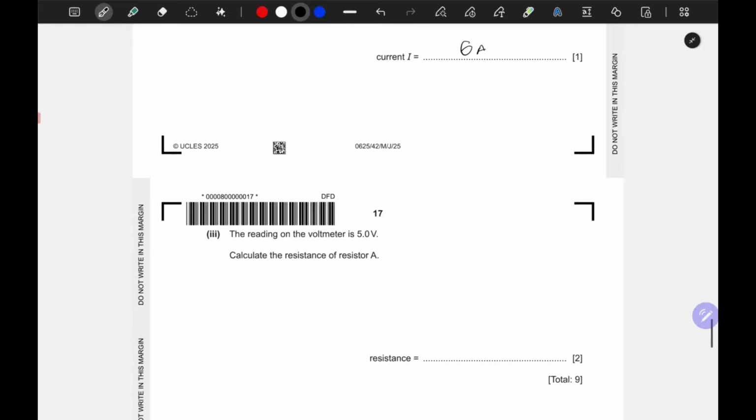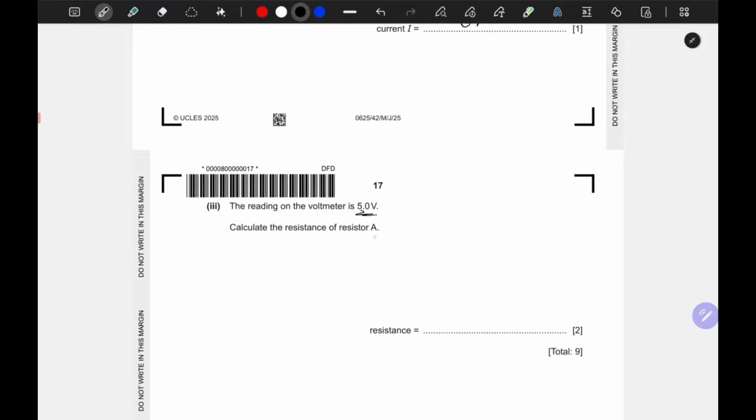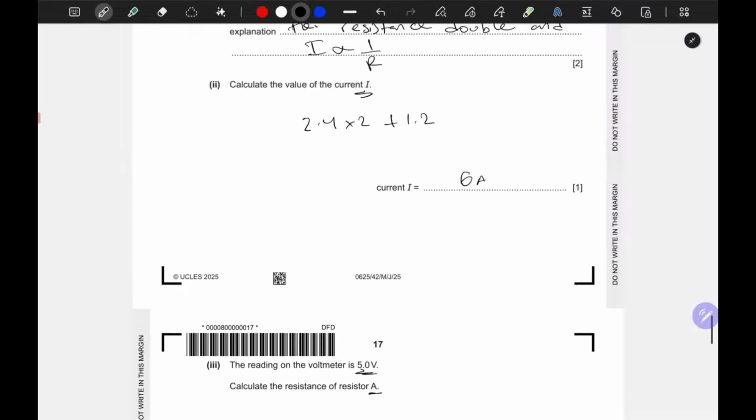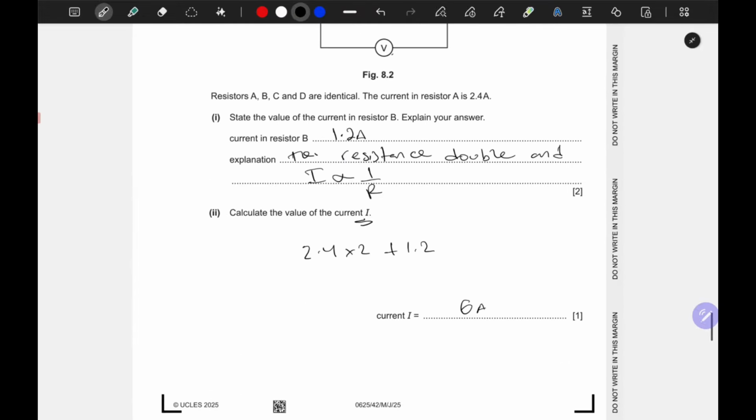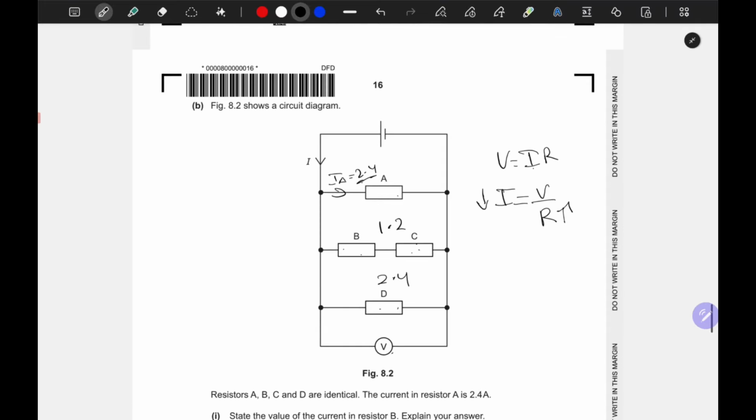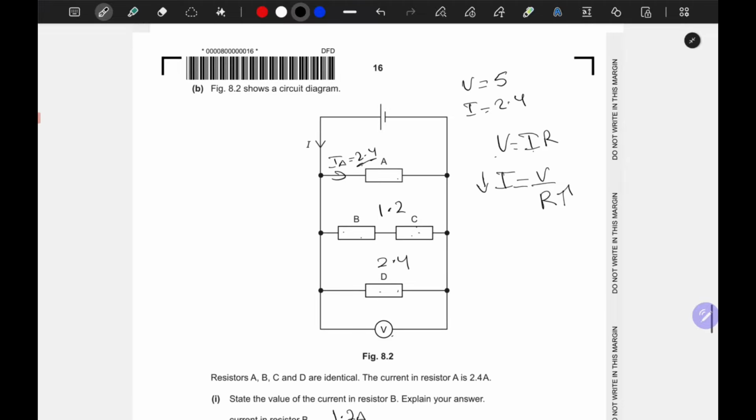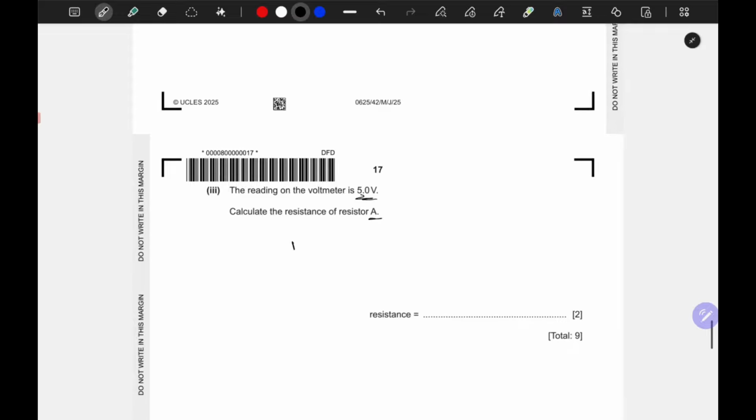Part 3. The reading on the voltmeter is 5. Calculate the resistance of A. So volts is 5, current is 2.4. Now we have to use V equals IR. Using that, R equals V over I. V is 5, I is 2.4, so 5 over 2.4 gives us 2.1 ohms. That's going to be the answer.